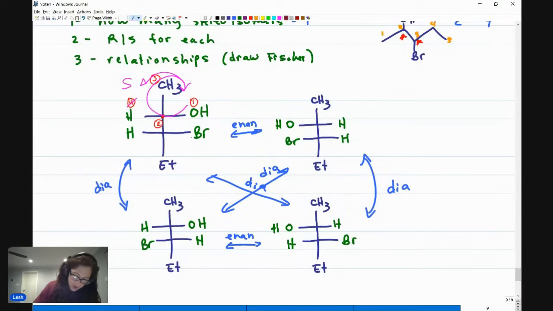Let's do the same thing for the lower one. I have bromine as 1. Hydrogen is always 4. I have ethyl, which is just carbon to carbon, but this one is carbon to oxygen, so the upper is going to be higher priority. That's 2, and this is 3. We will trace an arc, cross out number 4, arc from 1 to 2 to 3, but because hydrogen is forward, I reverse it. This is R.